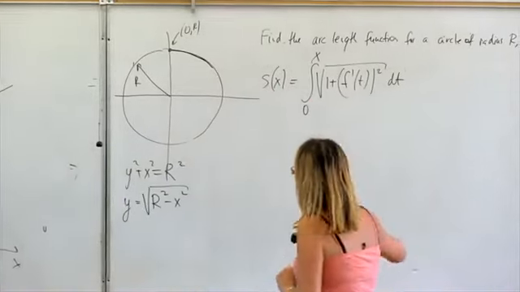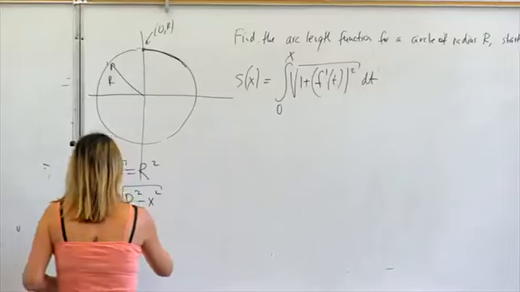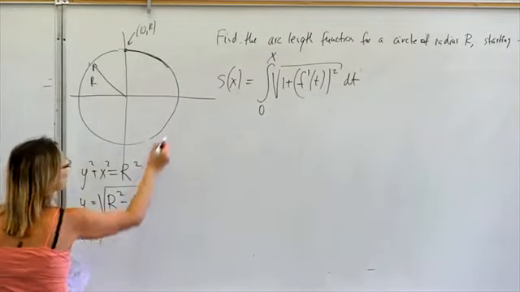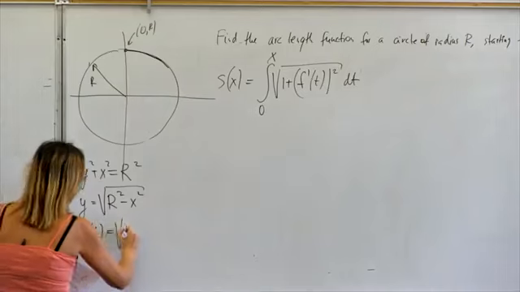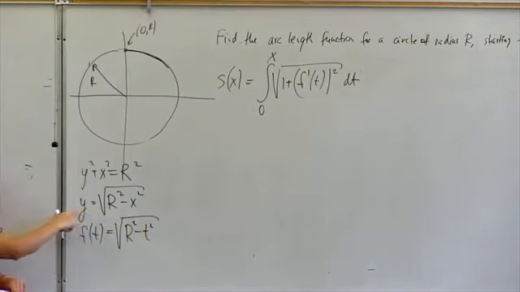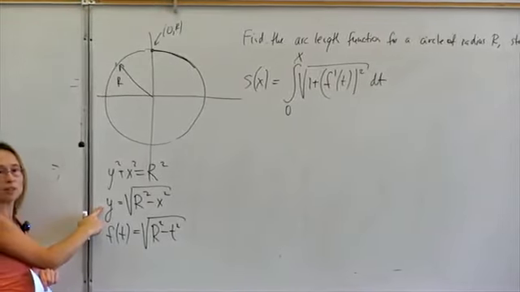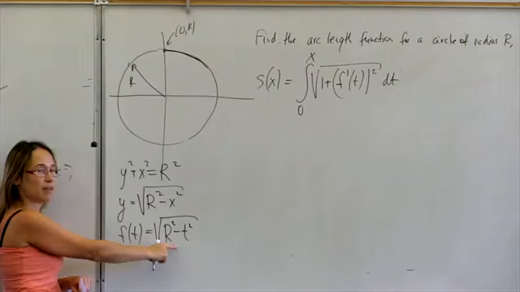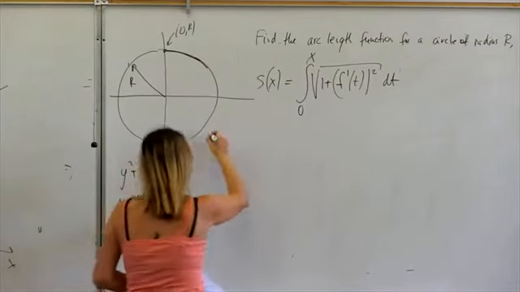Okay, so we can write down f of t is the square root of r squared minus t squared from this. So y, the y coordinate, is my function f of t, and it's given by this. Instead of x, I put t everywhere.